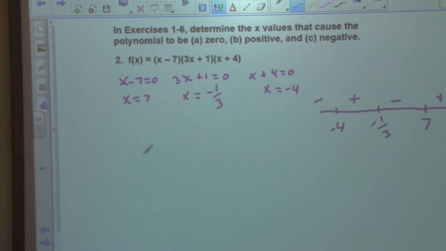Okay, so you ready to answer the questions A, B, and C now? No. That's as far as you got? Okay. I'm going to show you a little shortcut on these two in a second. It can help you figure this thing out.